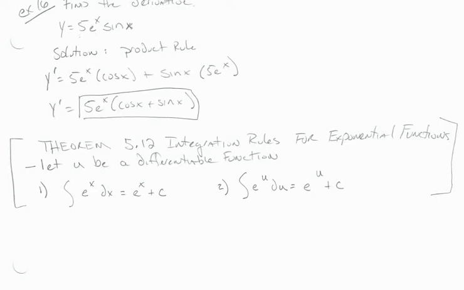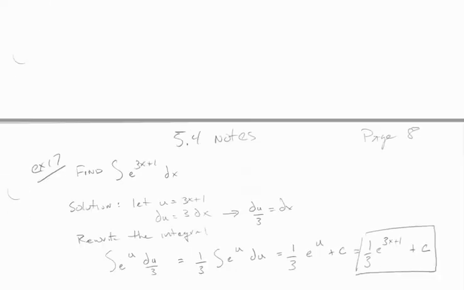The first one is the most basic, when it's just e to the x, so we're going to integrate e to the x dx, and you're going to get e to the x plus c. The second one is for if we have anything else in that exponent. So the integral of e to the u du is going to equal e to the u plus c. We'll see how that plays out as we do some of the examples here.